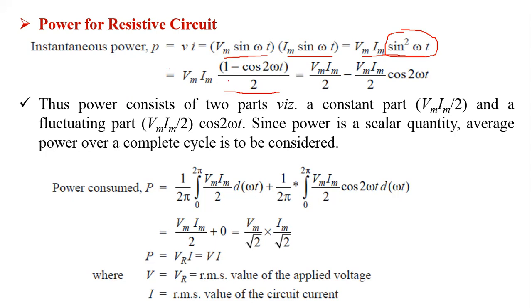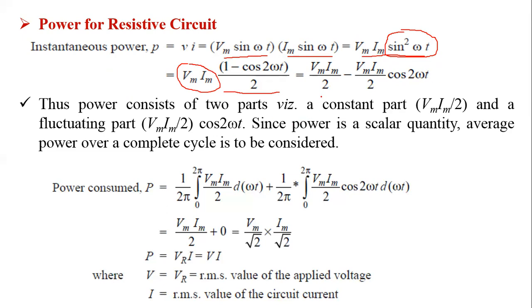Now, just give this 2 to each separate term. So 1 by 2 minus cos 2 omega t by 2, and multiply both the terms with this Vm Im. So I'm getting Vm Im by 2 minus Vm Im by 2 into cos 2 omega t.